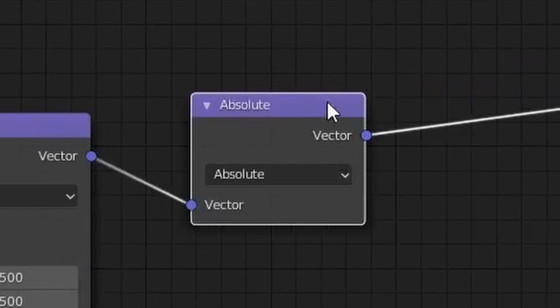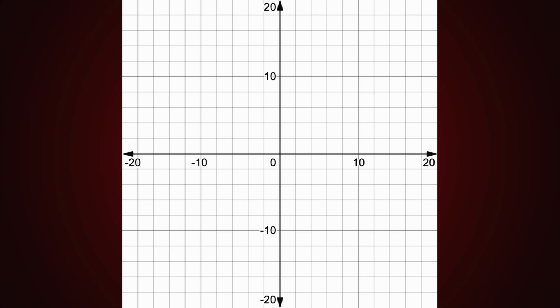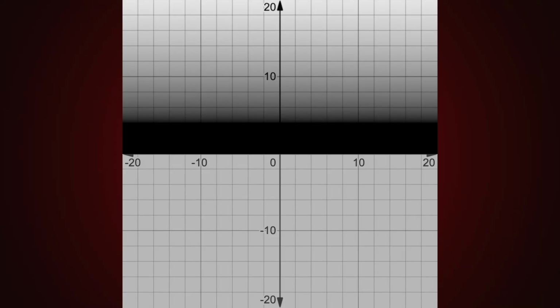So why did I use absolute? Well, what does an absolute value do in math? It essentially chops off the negative value and turns it positive. So what does that mean for nodes? That means it's going to take that positive value that's being pumped into the coordinate system and mirror it onto the other side.